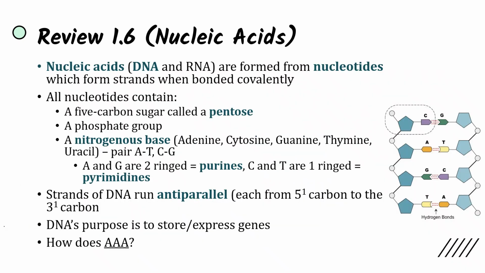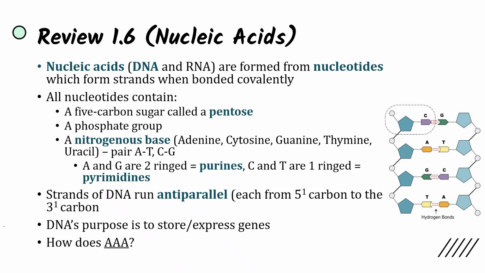Last group of macromolecules, we're going to talk about nucleic acids. So we've got DNA and RNA, which are the two different kinds. We're going to talk about DNA here, RNA on the next slide. And they are formed from nucleotides. That's the monomer, and nucleotides bonded together covalently form strands of either DNA or RNA.